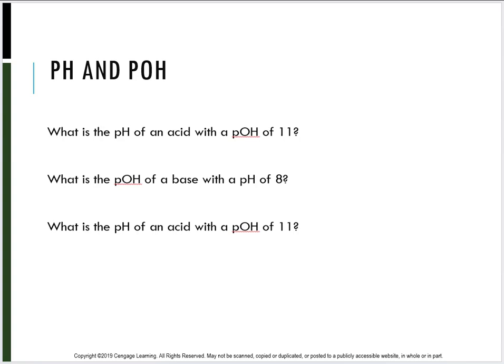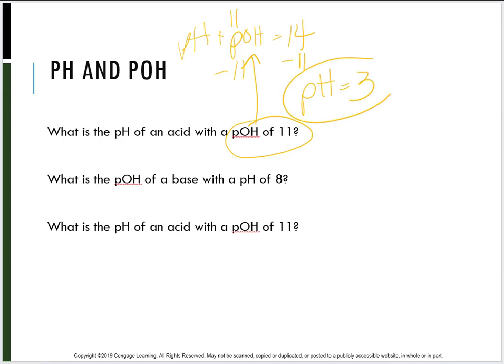So if I ask you, what is the pH of an acid with a pOH of 11? Well, in this case, all we need to do is we know that pH plus pOH is equal to 14. So if I know pOH is 11, that means I can just subtract 11 from both sides and get pH. So pH is equal to 3.